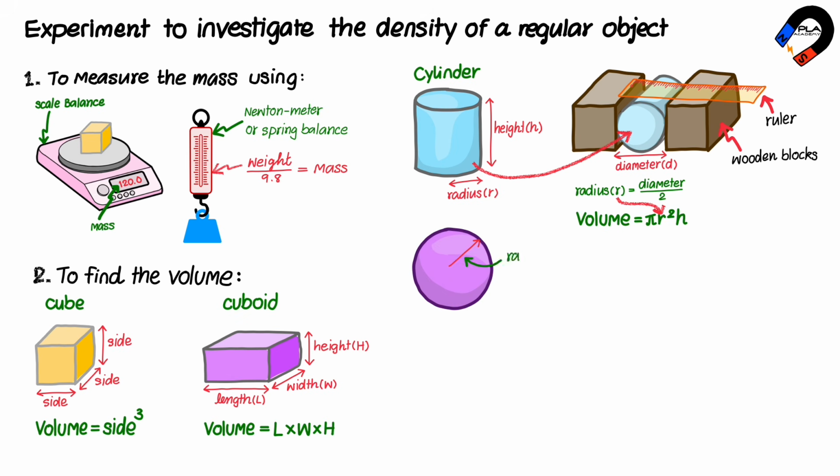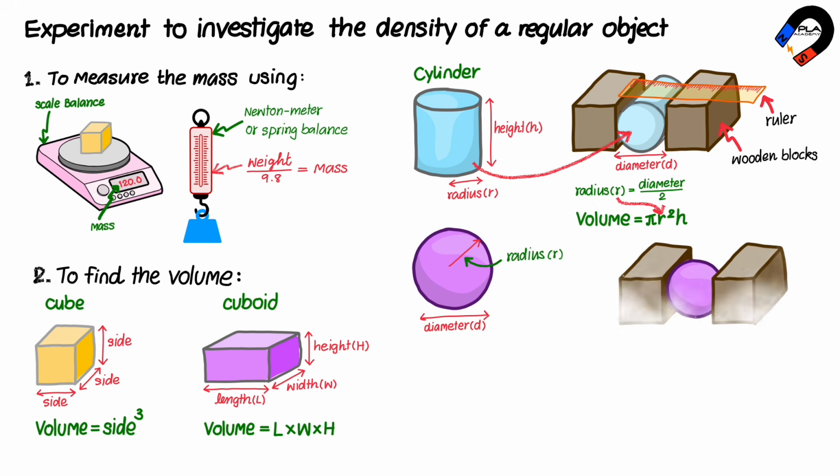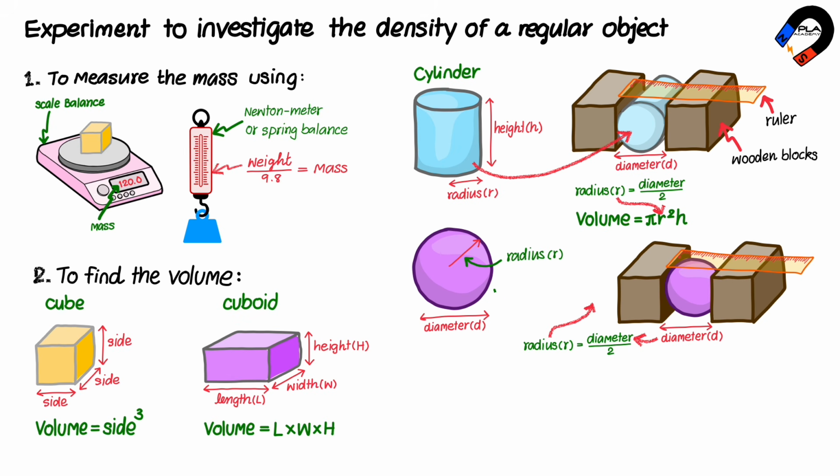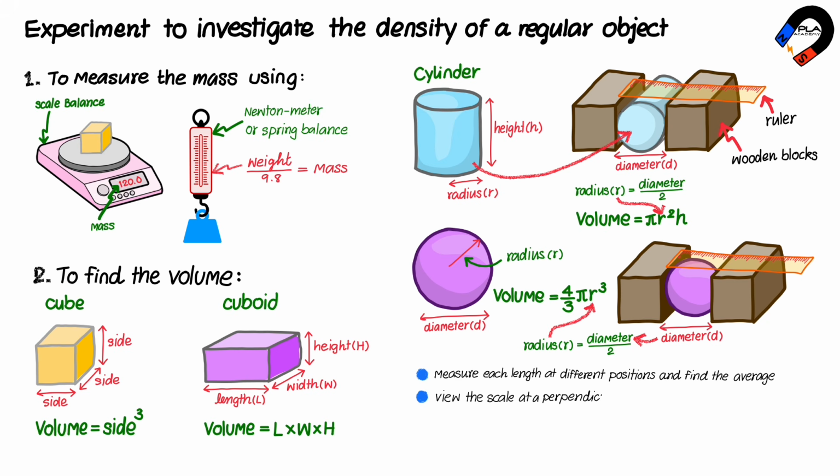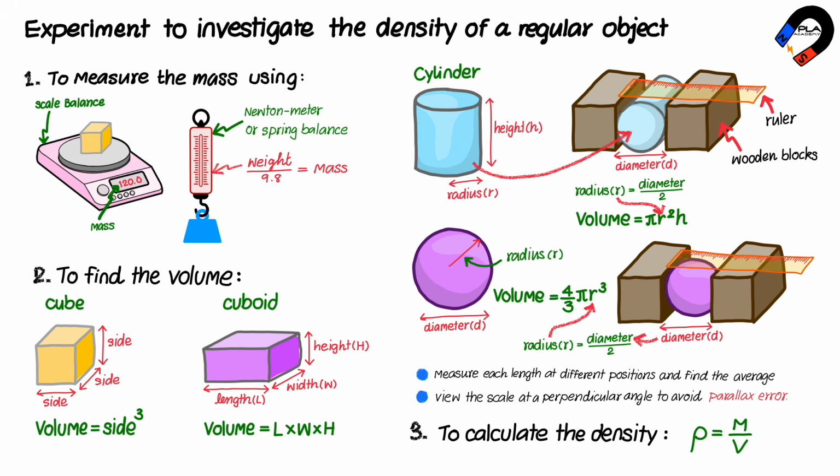For a sphere, we measure the radius R by the same method as the cylinder. To calculate the volume of the sphere, we use V equals 4 over 3 pi r cubed. We should measure each length at different positions and find the average to get an accurate value, and view the scale at a perpendicular angle to avoid parallax error. 3. We can calculate the density of each object using ρ equals m divided by V.